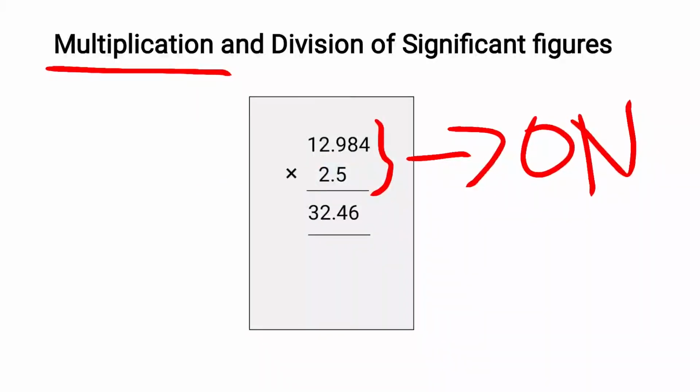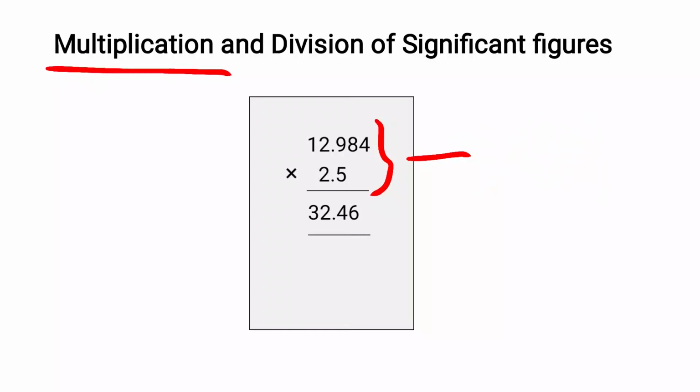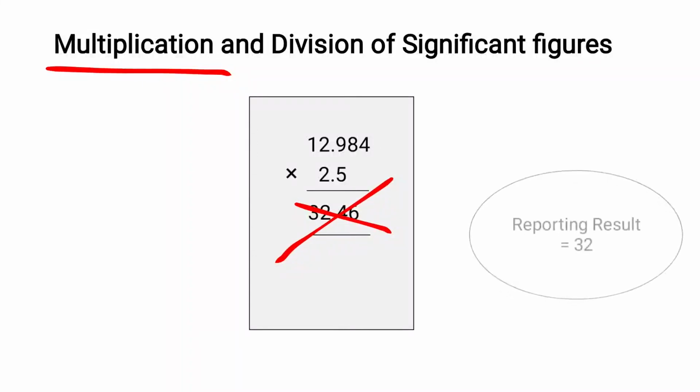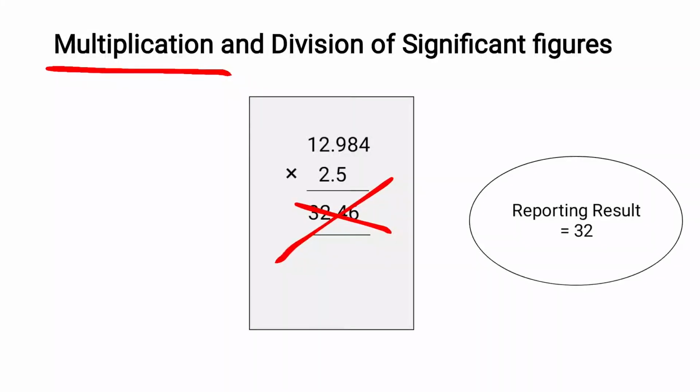So the reporting answer is not 32.46. Instead, the reporting answer is only 32. Why? Because since the original number, that is 2.5, possesses only 2 significant figures, even the reporting result should possess only 2 significant figures. This is with regard to addition, subtraction, multiplication and division. Same rule is applicable for division.